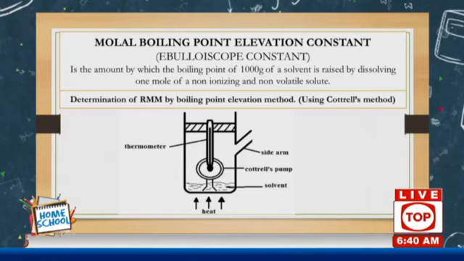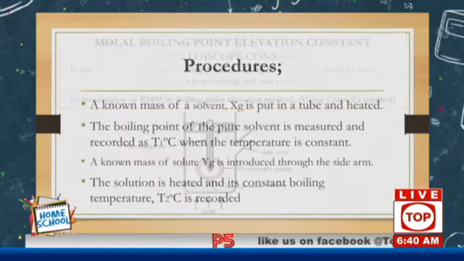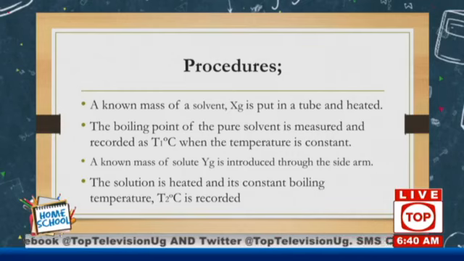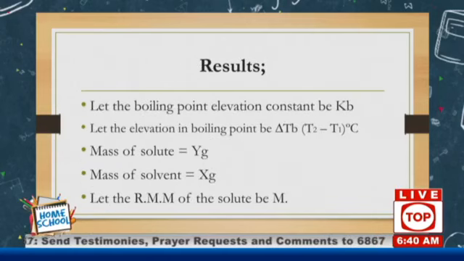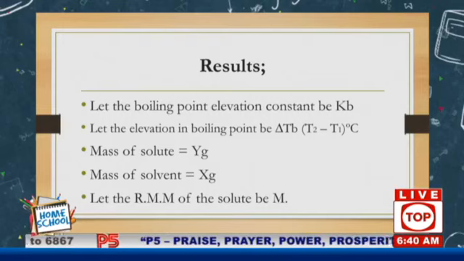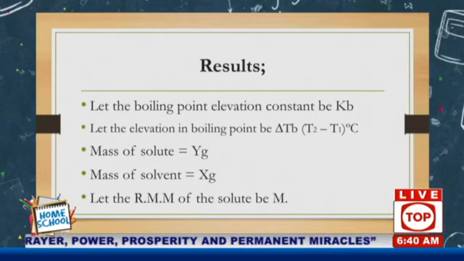And in the results, you need to summarize. Let us look at the slide showing the results. The results we are seeing, the boiling point elevation constant, you know it. That one doesn't change. Boiling point elevation constant. The word constant is the KB that we got from the K as a constant and the relative molecular mass of the solvent as a constant. Next slide. So we let the elevation in boiling point be the change in temperature. Okay? Then we let the mass of the solute be Y gram, mass of the solvent be X gram, the relative molecular mass of the solute be M.